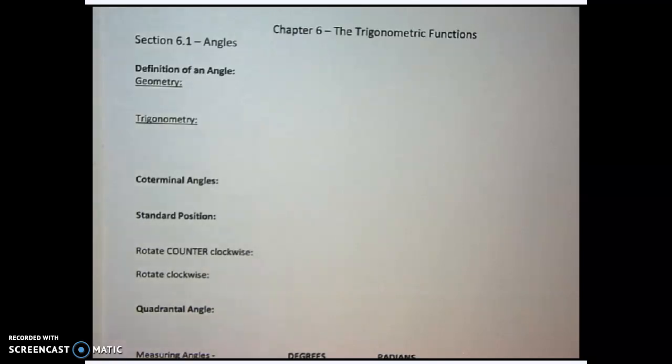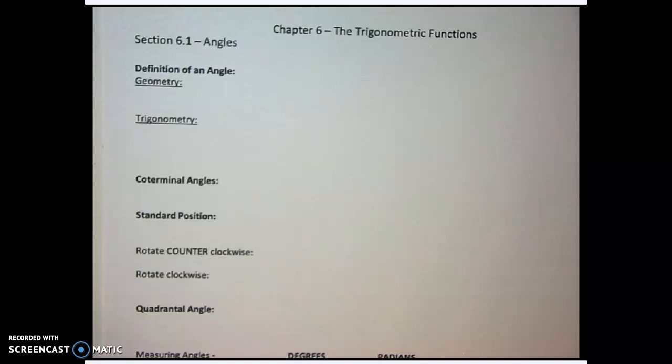So let's get going. The first section is just all about angles, and a lot of this you should remember, hopefully, from geometry. And actually, I would challenge you to turn off the video now and fill in as many of these definitions as you think you know, and then come back and see if you're right and fill in the ones that you don't know.